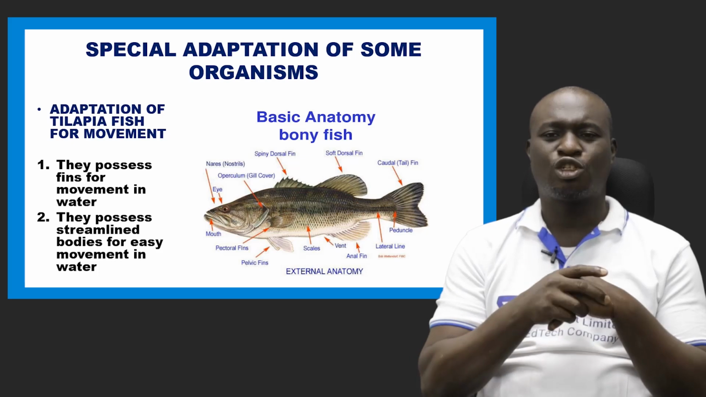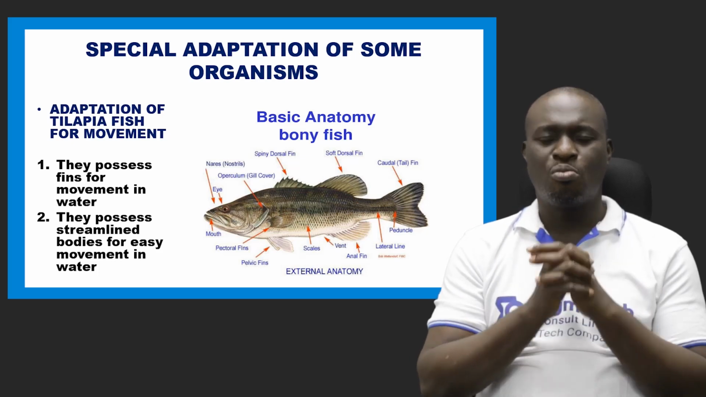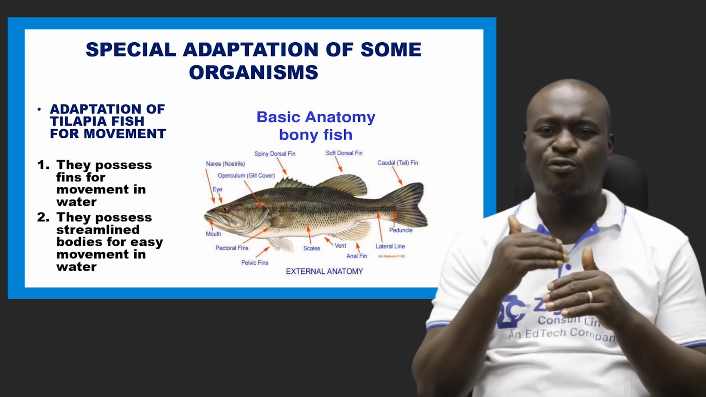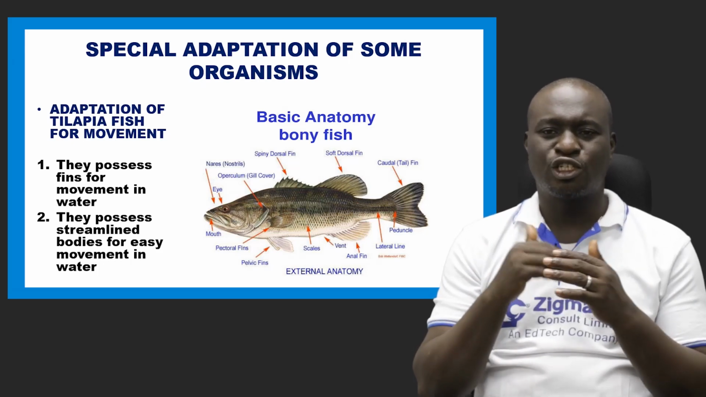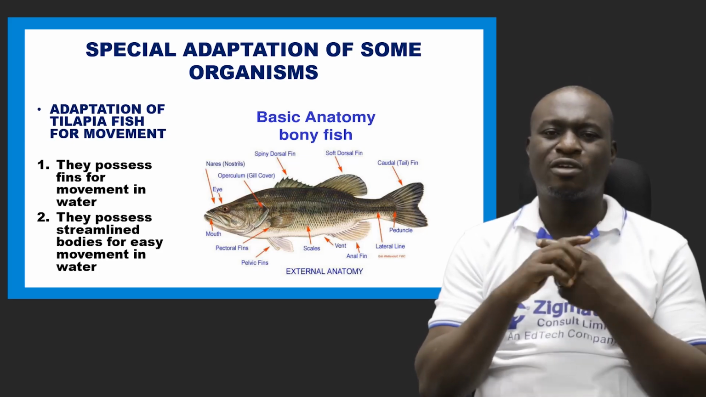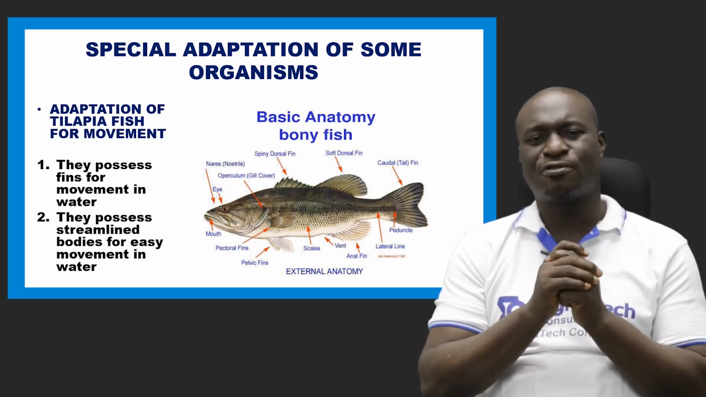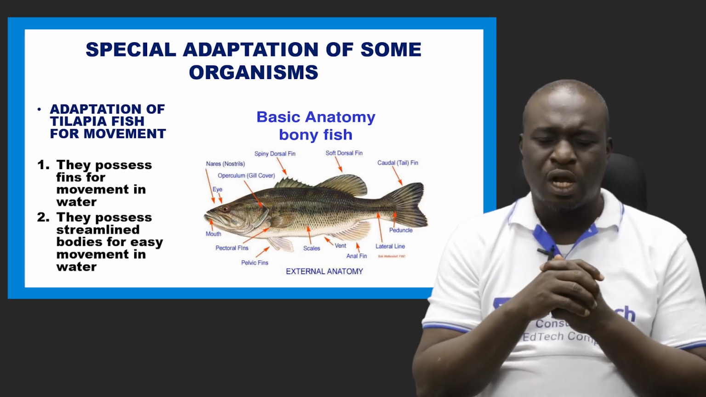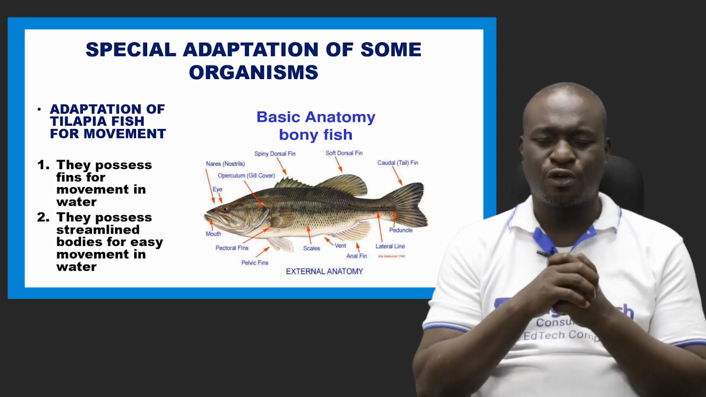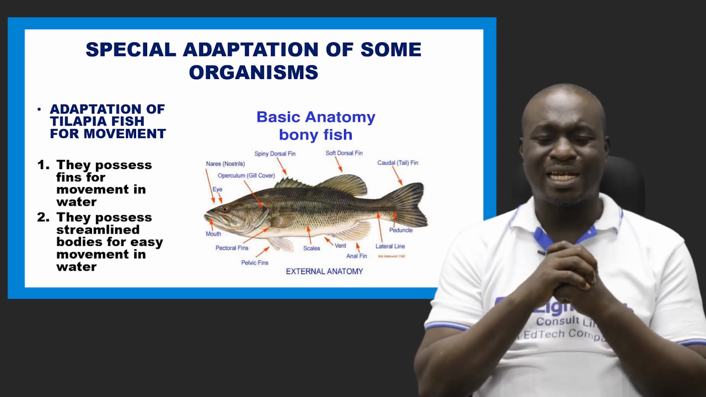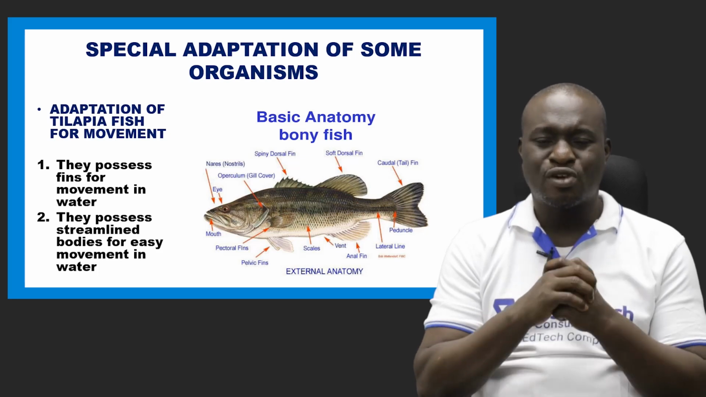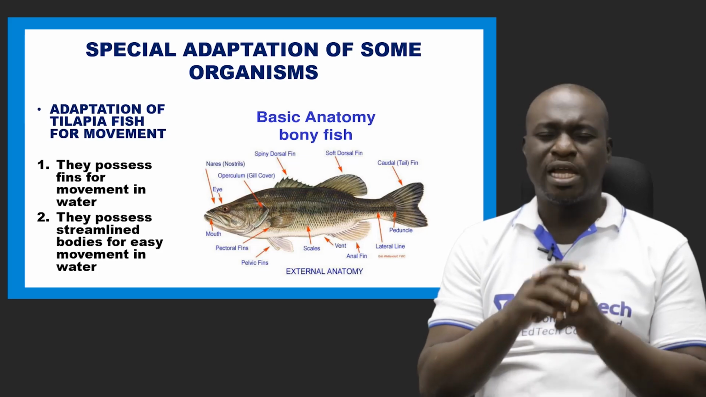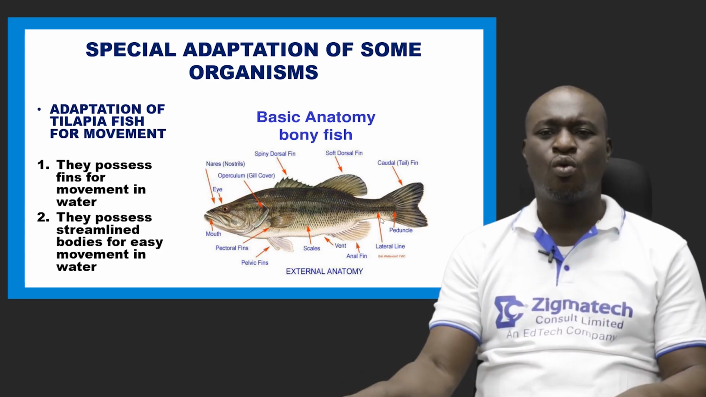Now we have adaptation of tilapia fish for movement. Now, one of the adaptive features that helps for movement in tilapia fish is the presence of what? Fins. The presence of fins. And the fins is for movement in water. Another special adaptive feature that is found in tilapia fish that enables its movement is the presence of streamlined bodies. Now, the streamlined bodies is for easy movement in water.